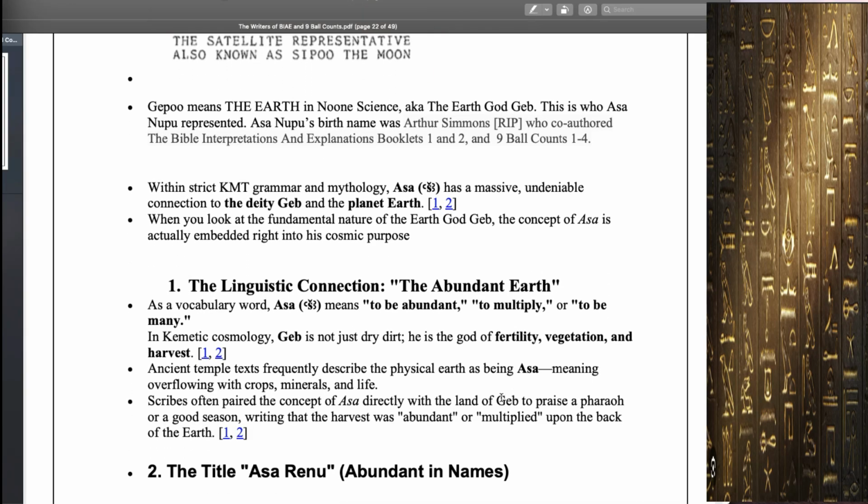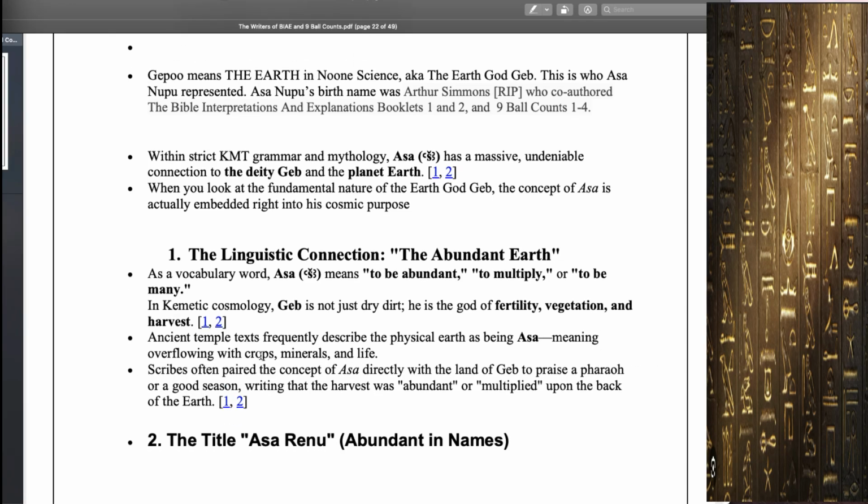All right, the linguistic connection: the abundant earth. As a vocabulary word, Asa means to be abundant, to multiply, or to be many. In Kemetic cosmology, Geb is not just dry dirt. He is the god of fertility, vegetation, and harvest. Ancient temple texts frequently describe the physical earth as being Asa, meaning overflowing with crops, minerals, and life.